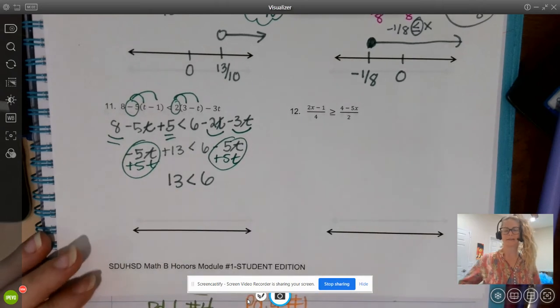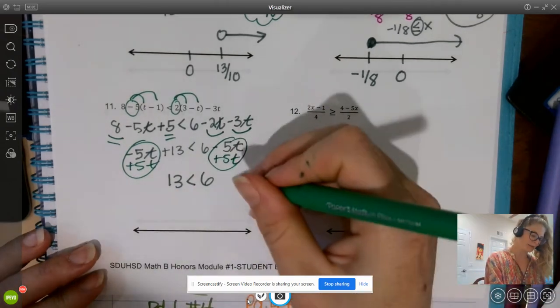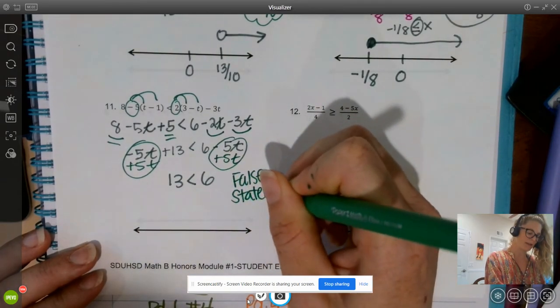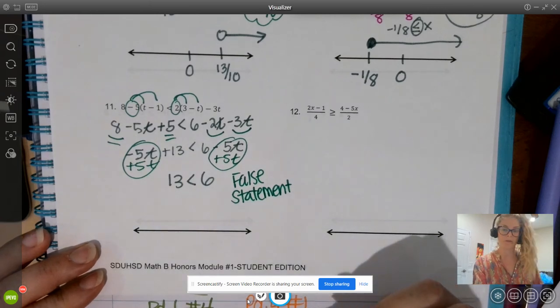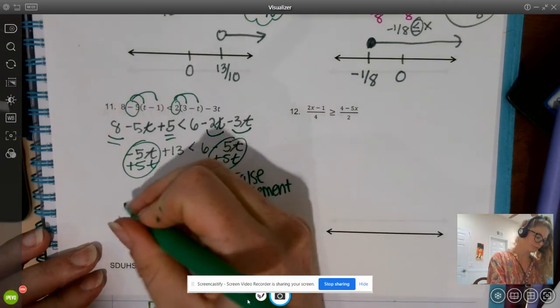So 13 is less than 6. True or false? This is a false statement. And because this is a false statement, it means any number that I substitute in for this inequality is going to cancel out, leaving the false statement, meaning by definition of a solution, there is no solution.